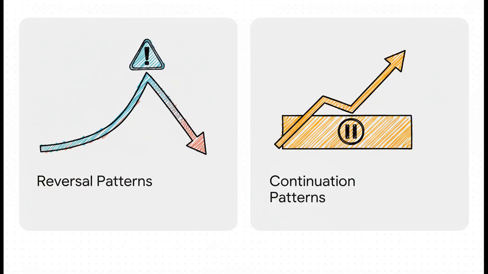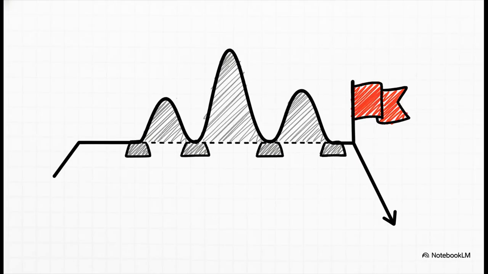They're telling you that the trend you're in is running out of gas and might be about to turn around completely. Then you have continuation patterns. These are more like a quick pit stop. They signal that the market is just taking a breather before continuing on in the same direction. So a classic example of a reversal pattern is the famous head and shoulders.